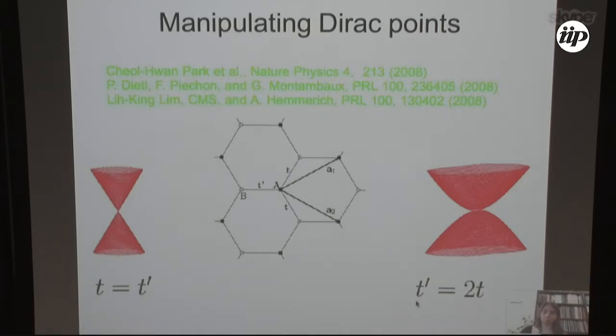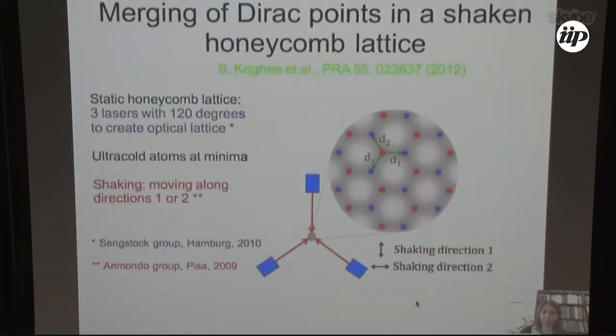So people had been studying this in some kind of organic compounds. And the question I had at that time in 2012, when Selma Correa was doing her master thesis in my group, was, can we do this by shaking? So what Selma has been working on was the merging of Dirac cones in a shaken honeycomb lattice.